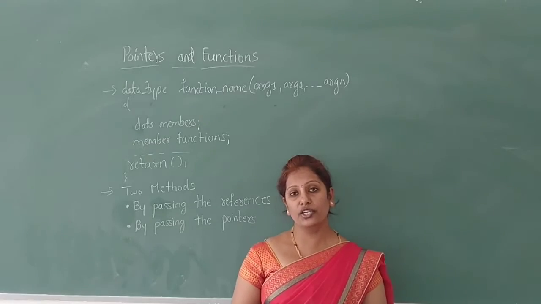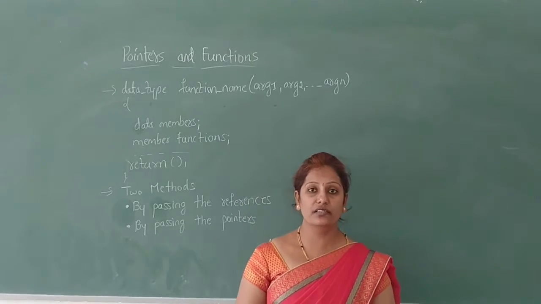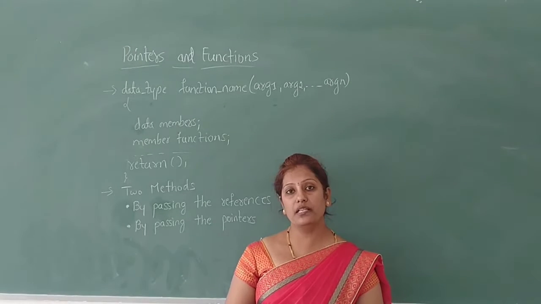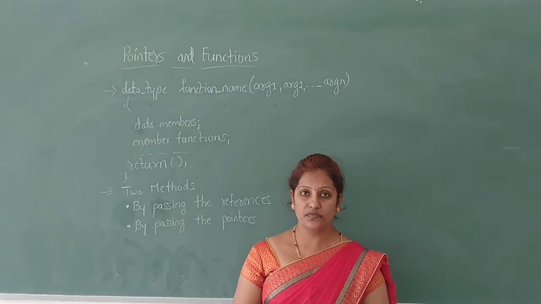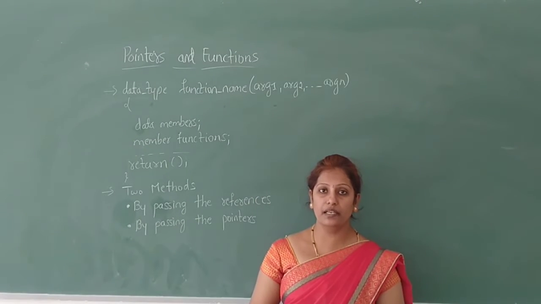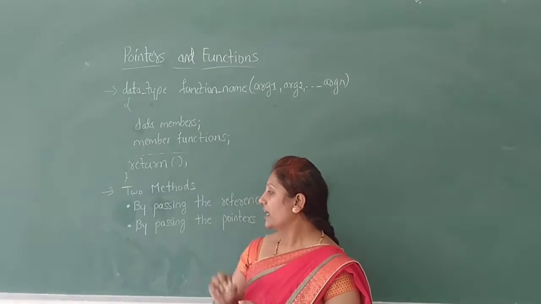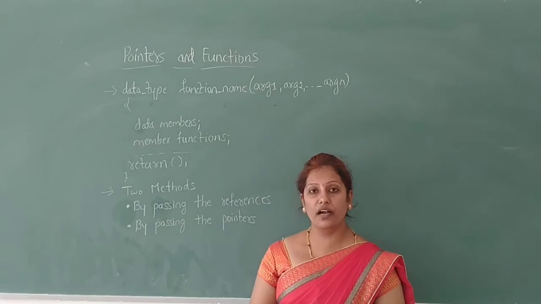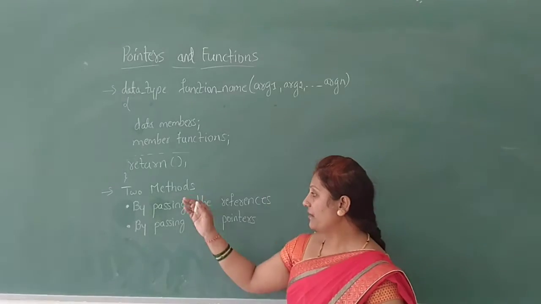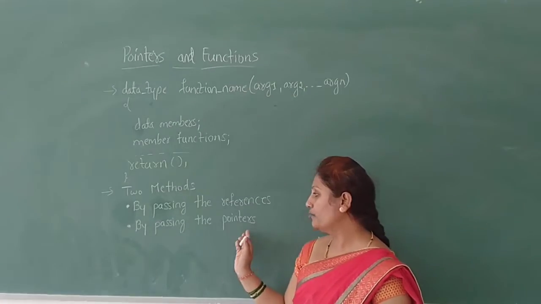We know that a function uses n number of arguments. When necessary, a function can get or create its own variables to generate a desired return value. Like other variables, a pointer variable can be provided to a function. The invoking function provides the pointer variable by following two methods, by passing the references and by passing the pointers.